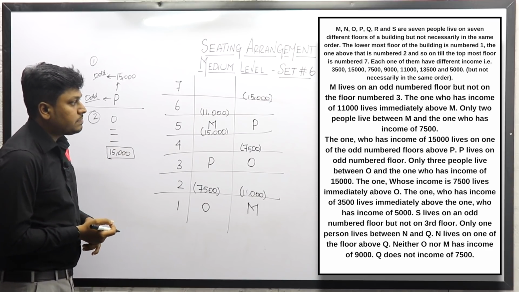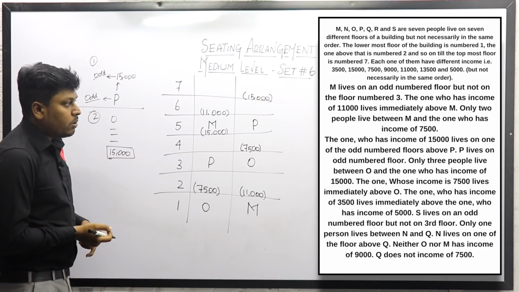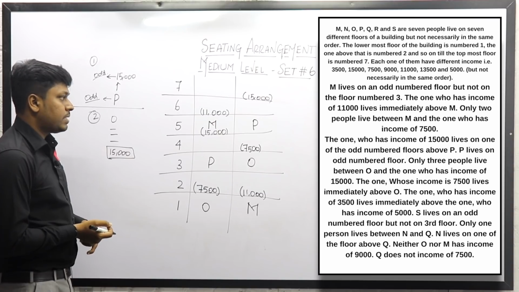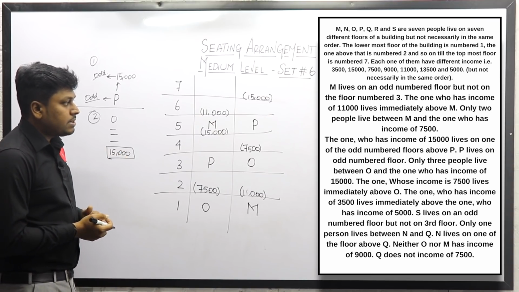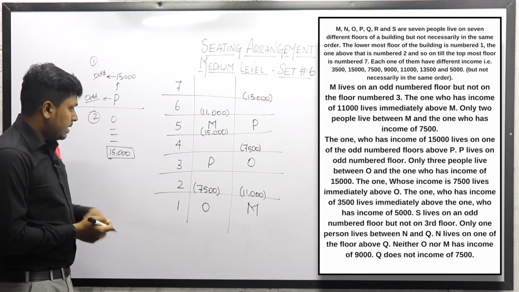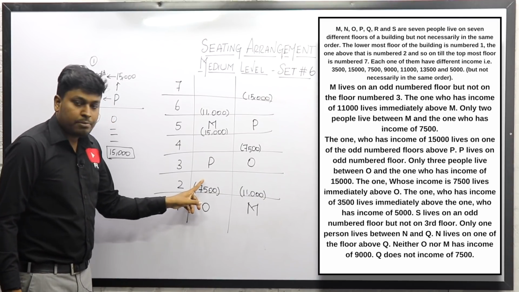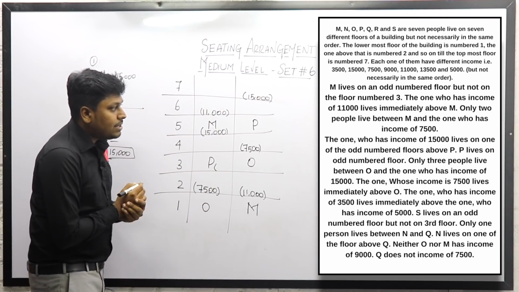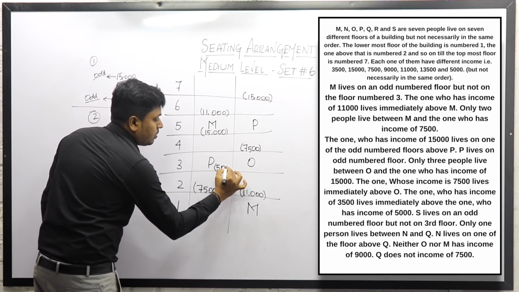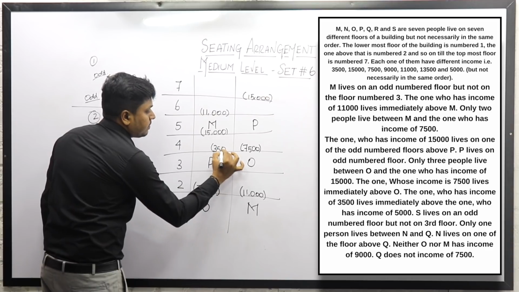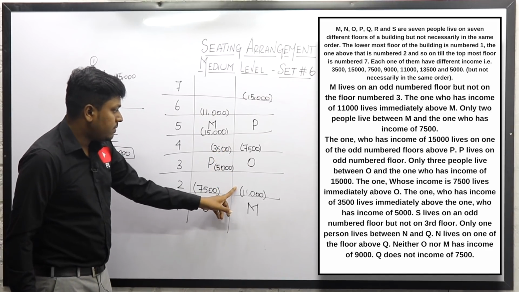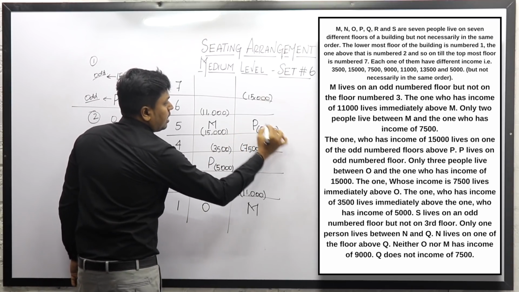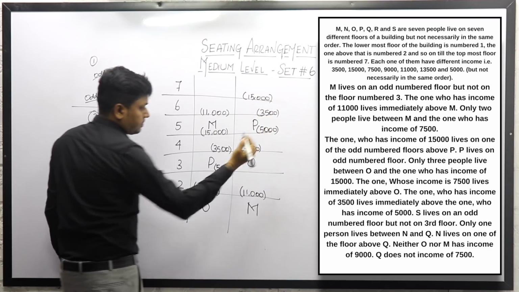Okay, so next point is, the one who has an income of 3,500 lives immediately above the one who has an income of 5,000. So immediately above 5,000, the person whose salary is 3,500. So if I fix 5,000 here, I can't fix 3,500. Similarly, there is only one chance that I should fix the salary 5,000 here, and above this person it should be 3,500. Okay, no other way.